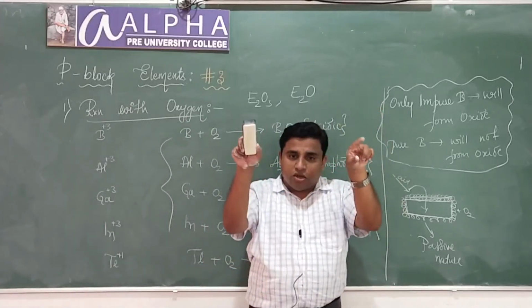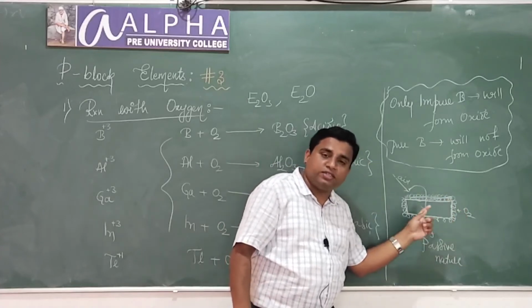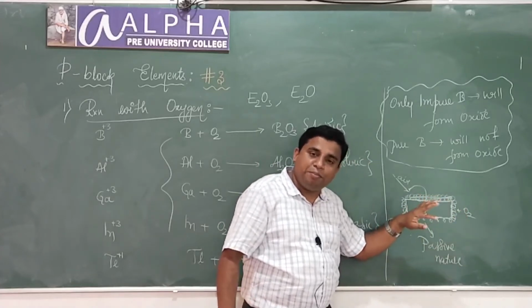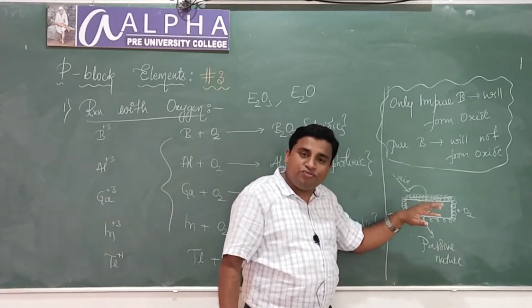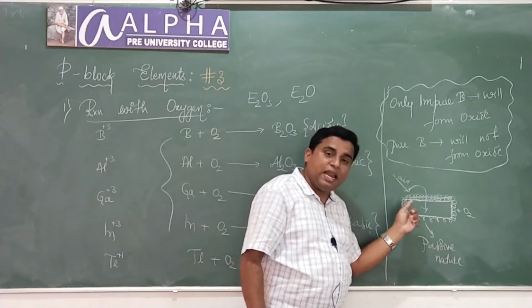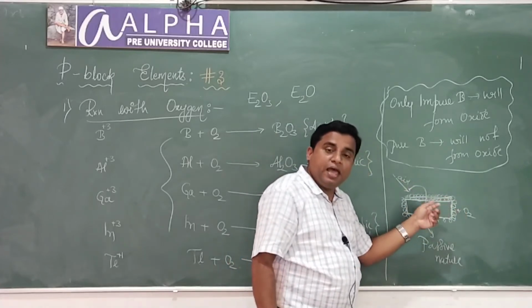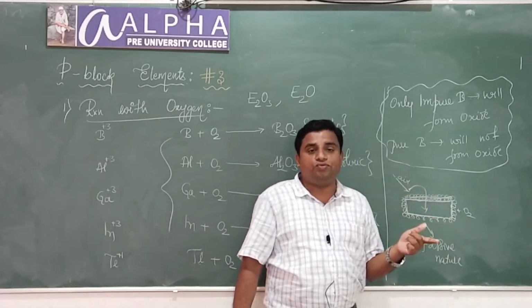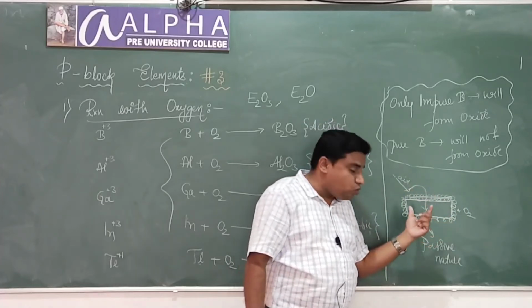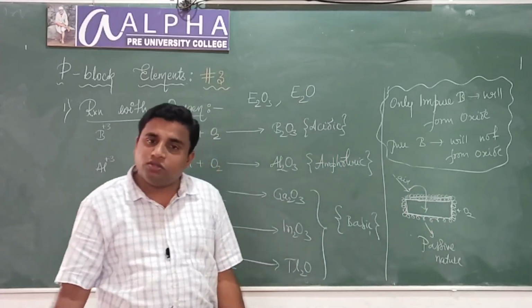And once aluminium forms a layer of aluminium oxide, aluminium will become passive. It will not react further, because aluminium oxide will act as a coating around aluminium and prevent further oxidation of aluminium. That is what we call the passive nature of aluminium. Any doubts? That's nice.